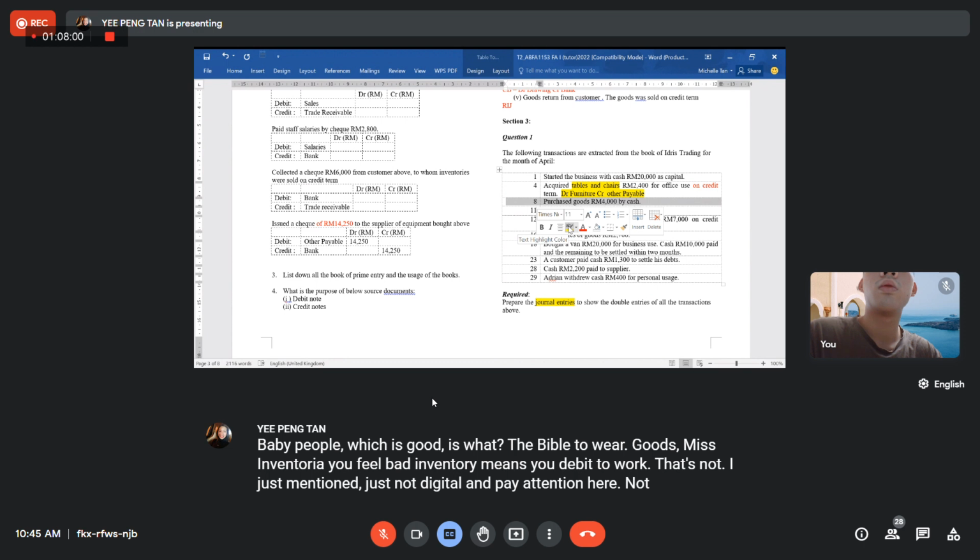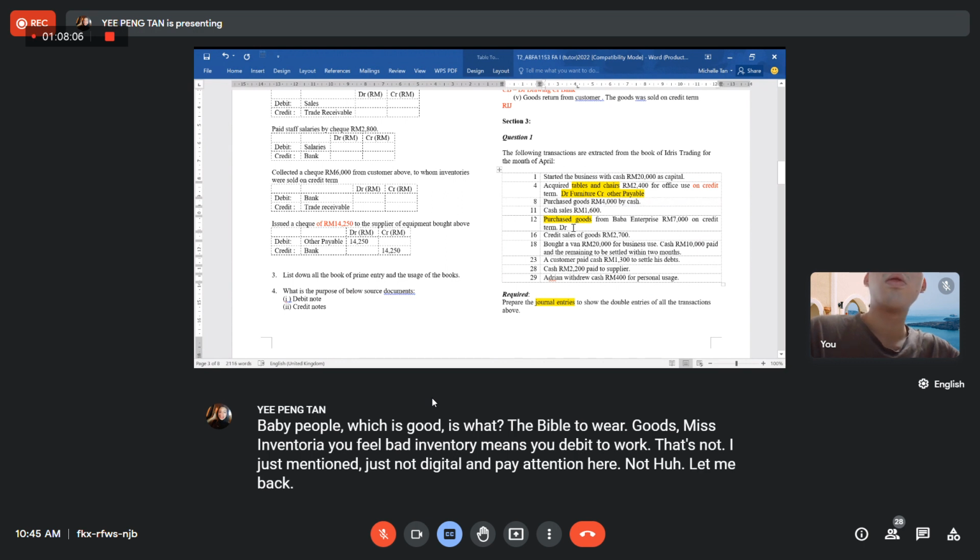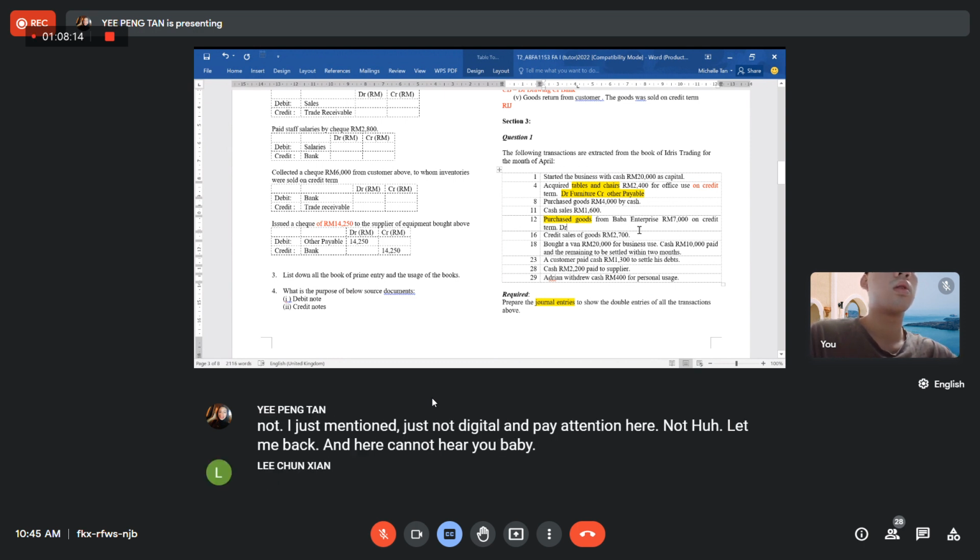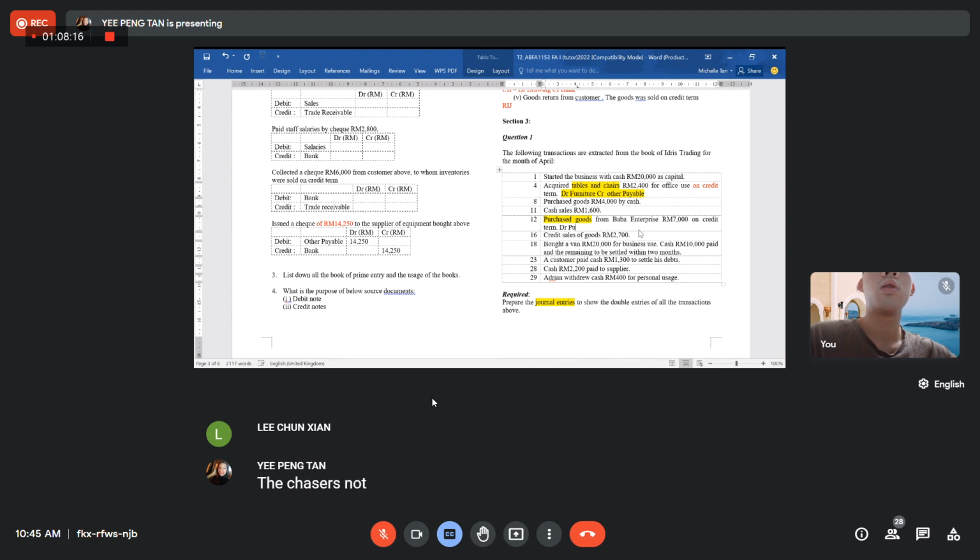Inventory debit. Debit bank? Debit. Cannot hear you. Debit where? Purchase goods. Purchases, not purchase goods. Yes, purchases. Debit purchases. Credit to?